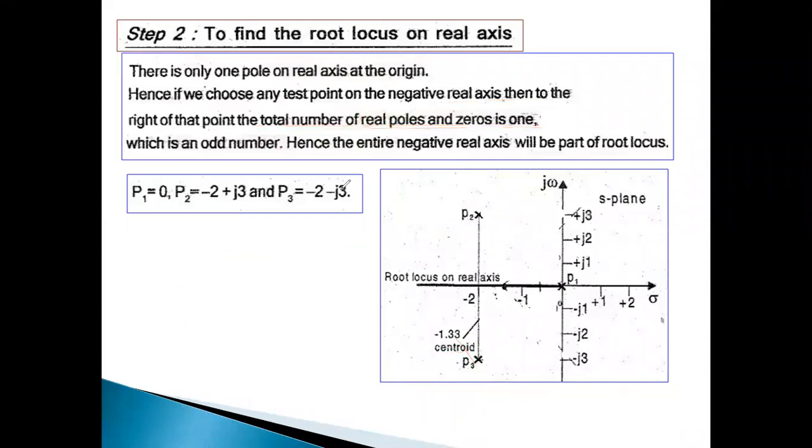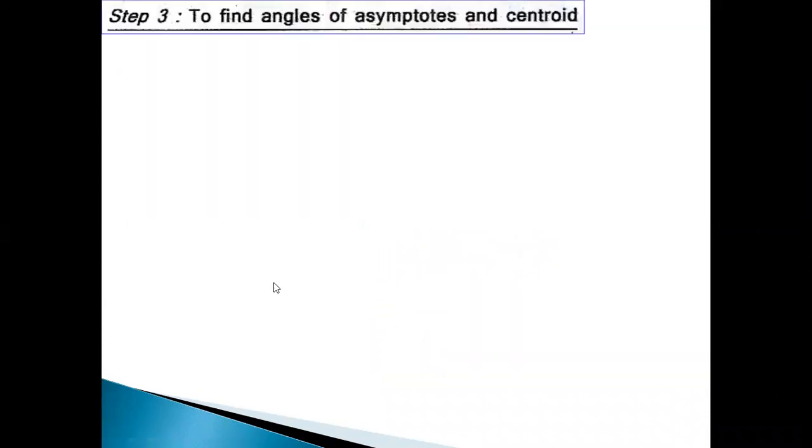Is it clear? In this case, if you assume a test point here, 1, 2, 3, that means this test point is on the root locus. So the root locus branch moves in this direction only. So the second step is to find the root locus on the real axis. Is it clear? Now the next step is to find the asymptotes and centroid.